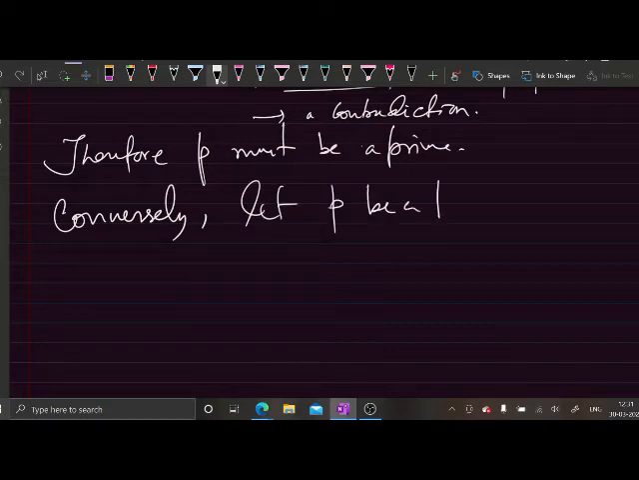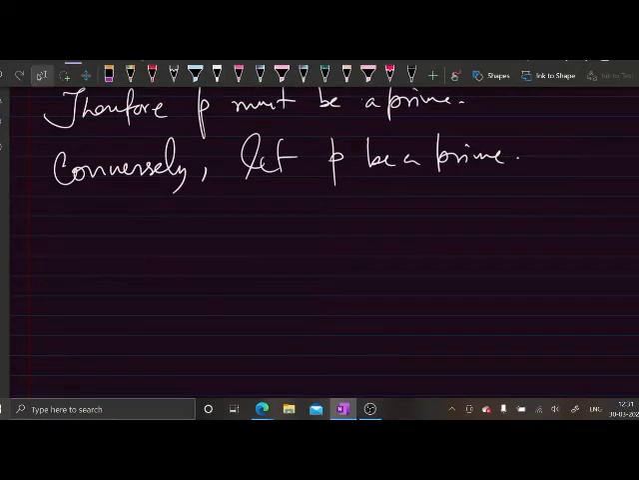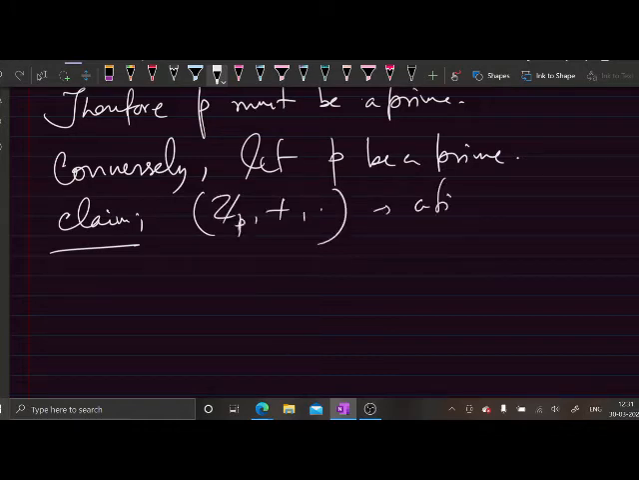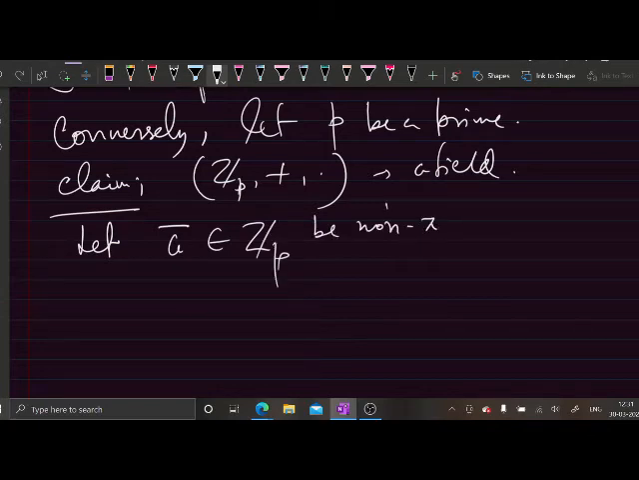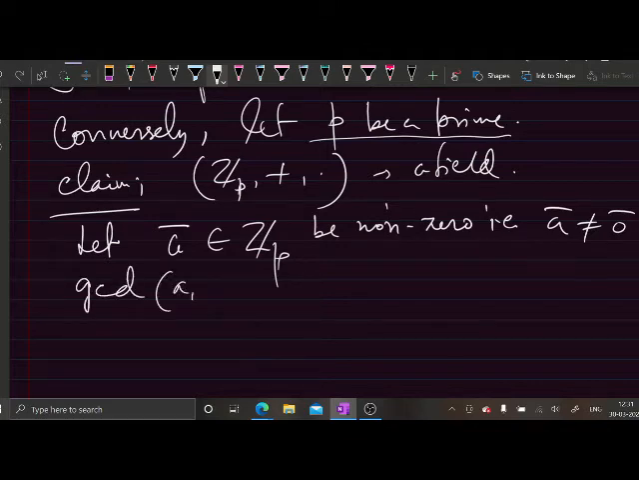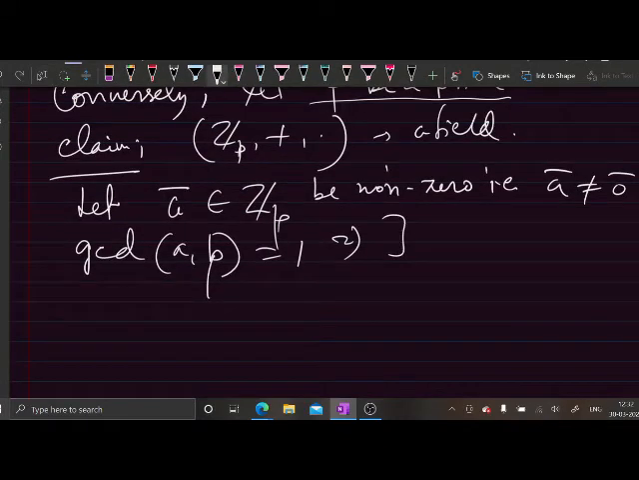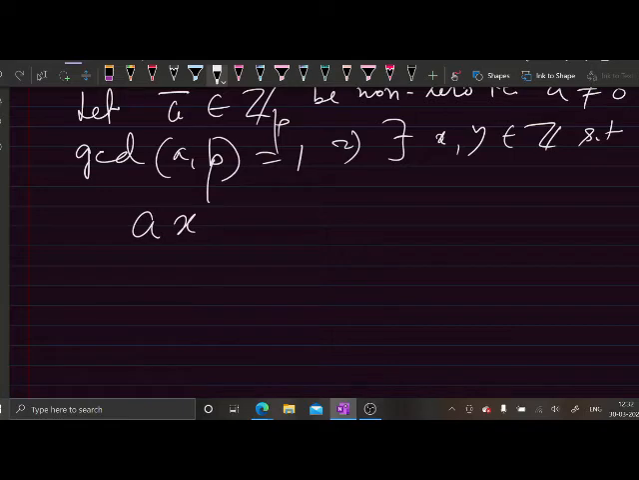p is a prime, and you need to check that. So the claim is that Z_p, plus, dot is going to be a field. That is, it is enough to check that every non-zero element of Z_p has a multiplicative inverse. So for this, let a class belonging to Z_p be non-zero, that is, a class not equal to 0 class. Now as you have assumed that p is a prime, gcd of a comma p must be 1, which leads to the fact that there exist two integers x and y so that their linear combination, that is ax plus by, must be 1.